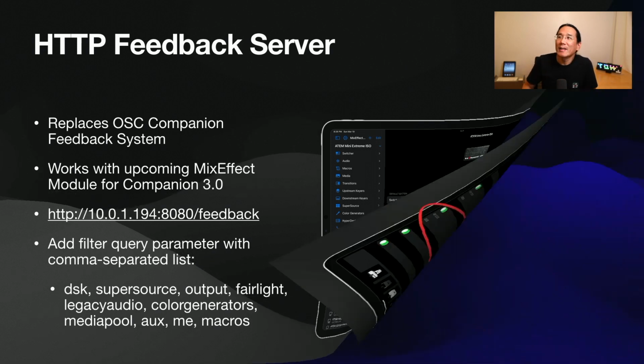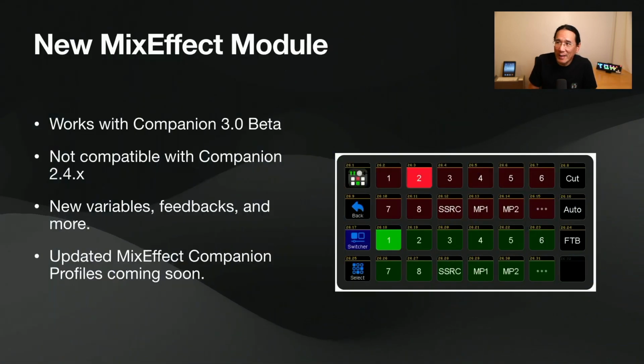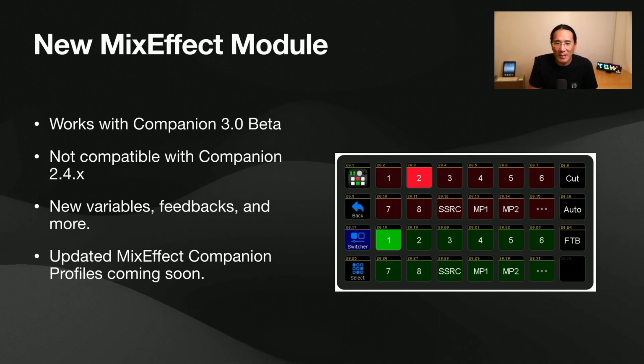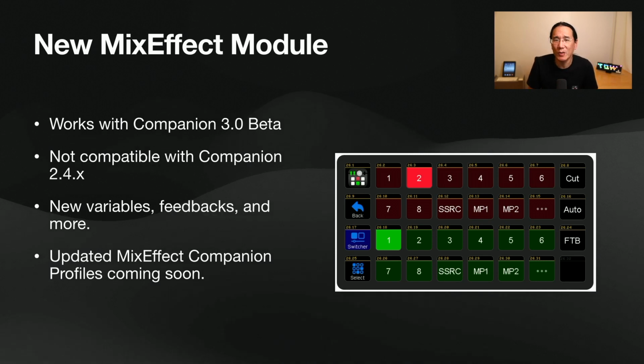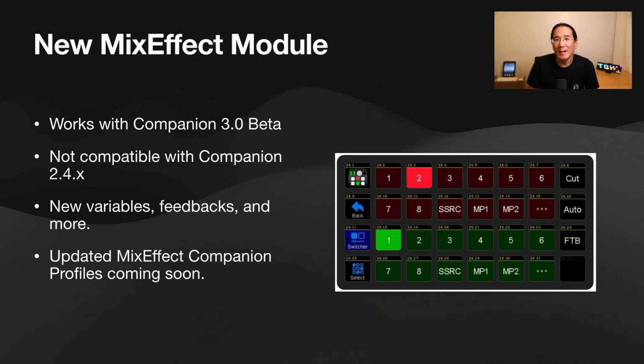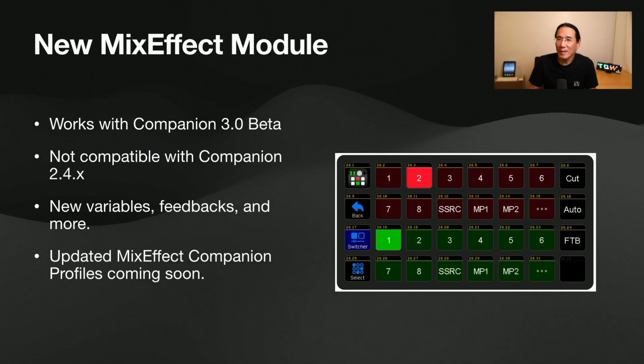Now the companion module is being updated. It's going to work with Companion 3.0 beta. So right now what happens with BitFocus and Companion is that they are essentially moving forward with Companion 3.0 and kind of stopping development on Companion 2.4, which is probably what most people are using. So they're encouraging developers to upgrade their modules, which will not be backward compatible, to the 3.0 code base of Companion. And with the help of some fantastic people in the community, I've been able to get the module updated for 3.0. This is going to bring a lot of new features, including variables and feedback.